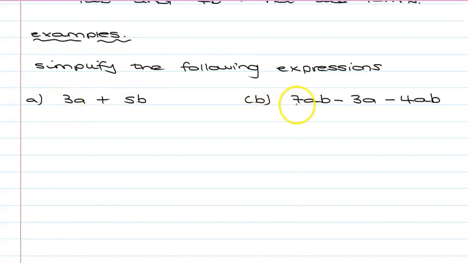Now looking at this one, we've got 7ab, minus 3a, and minus 4ab. I need to be clear here that the sign in between each of the terms belongs to the term on the right. So this negative belongs to the 3a, and this negative belongs to the 4ab. When I collect together the like terms, 7ab take away 4ab just leaves us with 3ab. And then the negative 3a is not a like term, so we're just going to write minus 3a. This is simplified as far as it can go.